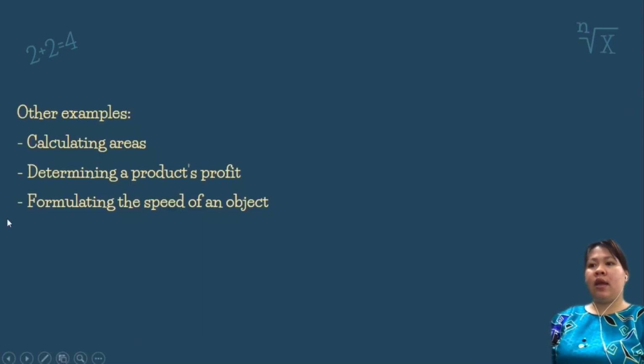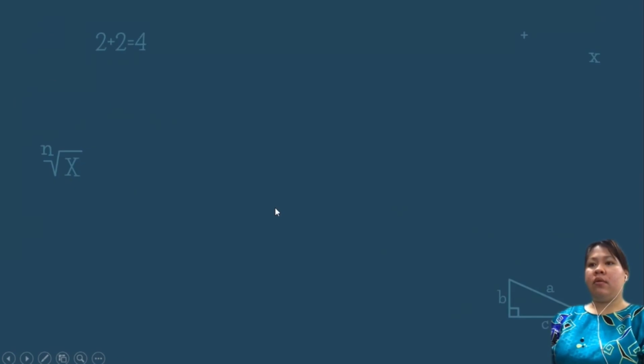Okay, these are the other examples of quadratic functions. From the quadratic function, we can calculate areas, determine a product's profit, and formulate the speed of an object. Okay, that's all. Thank you.